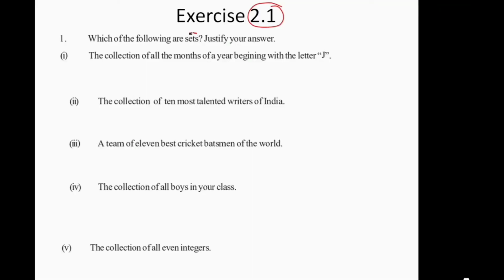Which of the following are sets? Justify your answer. You need to give the reason also for that.